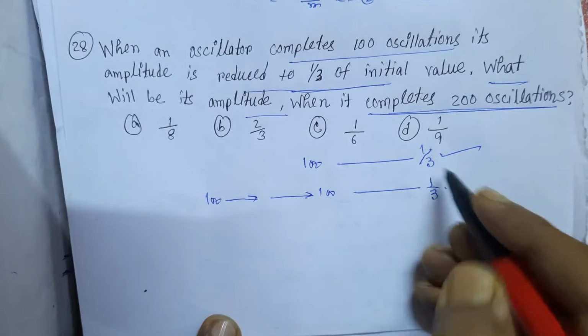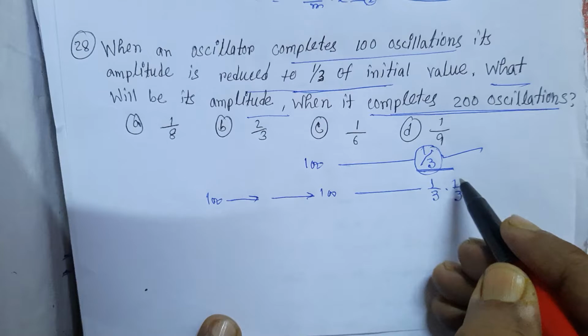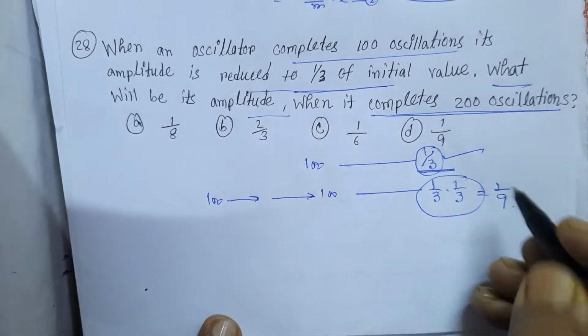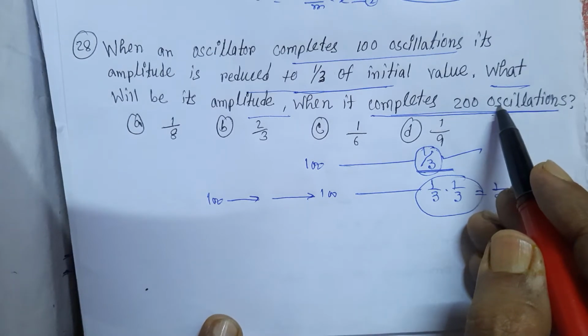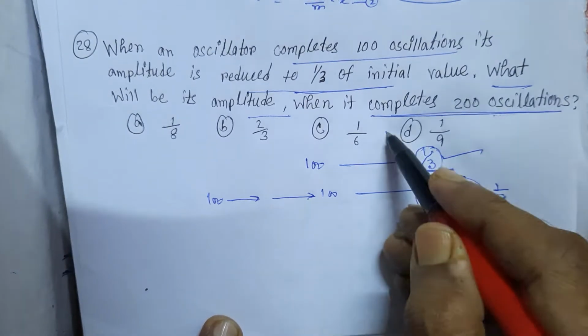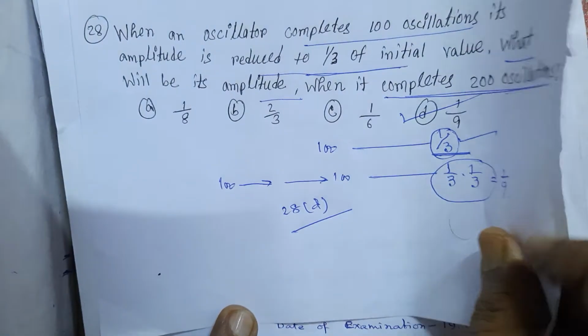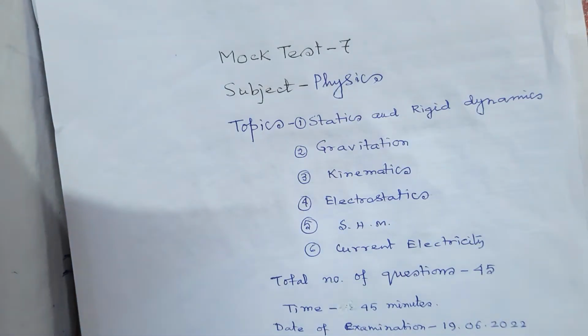Previously it was 1/3. Now 1/3 of 1/3 is 1/9. So the amplitude becomes 1/9. So the correct option is D. The correct option to question number 28 is D. Now let us take question number 29.